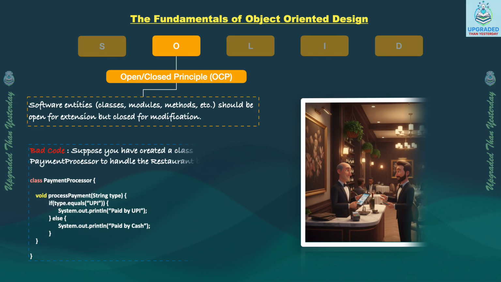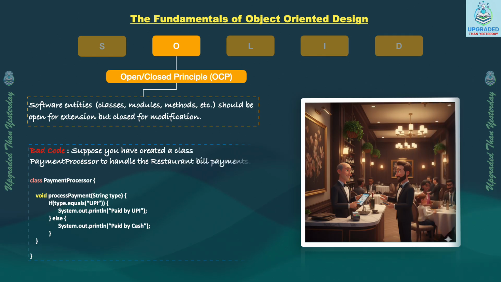Suppose we have created a class PaymentProcessor to handle the restaurant bill payment. Here, the class is supporting two payment methods, UPI and cash payments, and it has been handled with a simple if-else condition. So far so good, right? But I have marked it as bad code, as it is not designed as per SOLID principles.